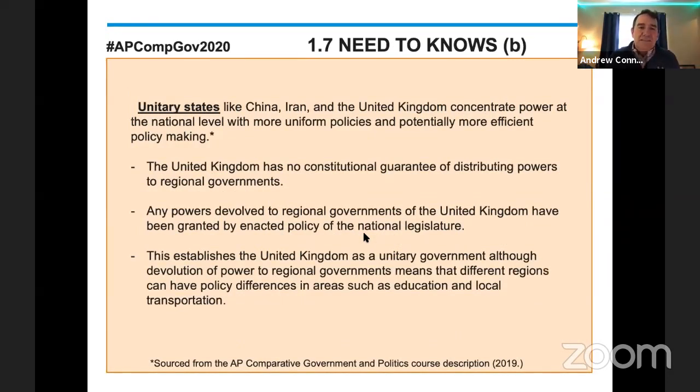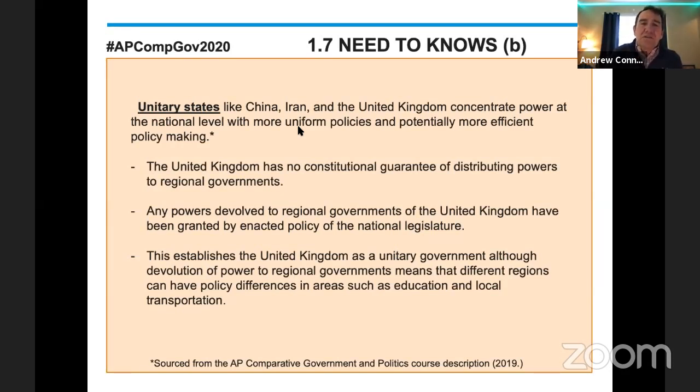When we're talking about unitary states, we're talking about states that control or concentrate power at the national level. When you have states with unitary systems, you tend to see more uniform policies. For instance, healthcare in the United Kingdom is more uniform because it is run by the National Health Service. You do see some variance, particularly over the last 20 to 30 years, as the United Kingdom has devolved powers to regional governments, specifically Scotland, Wales, and Northern Ireland. But for the most part, we're talking about the uniformity of policies from the National Health Service.